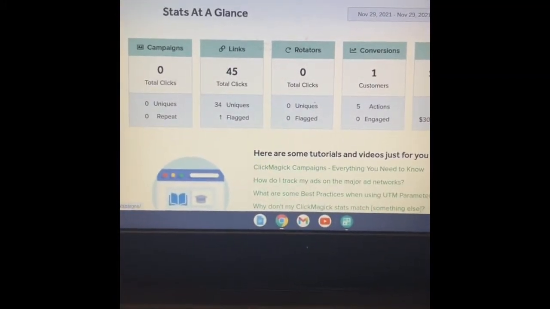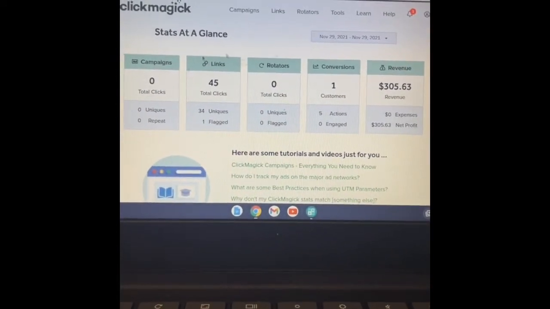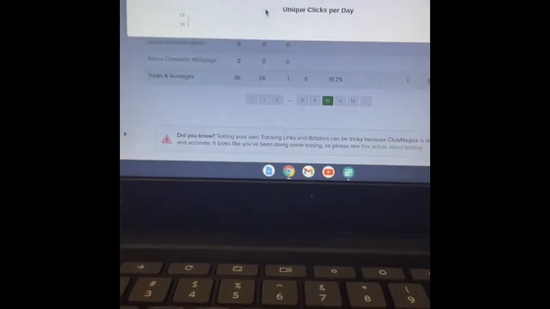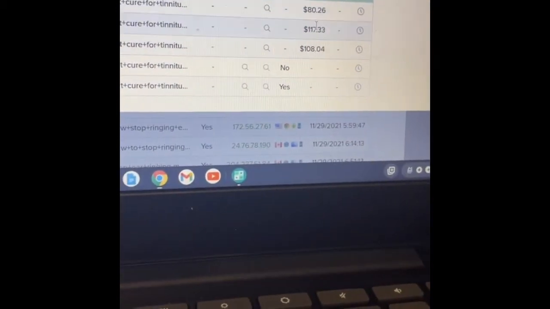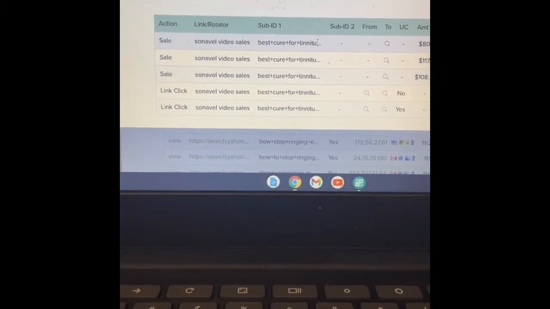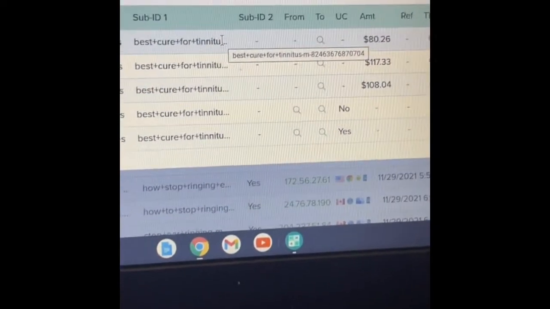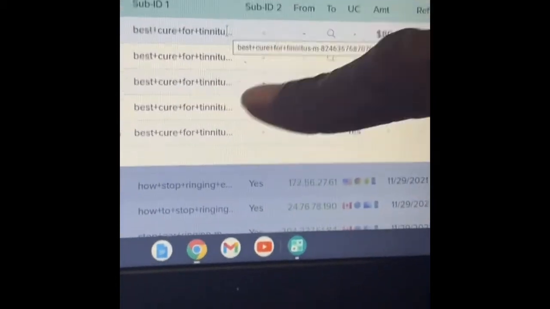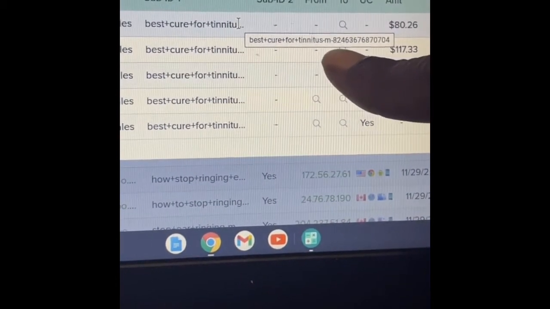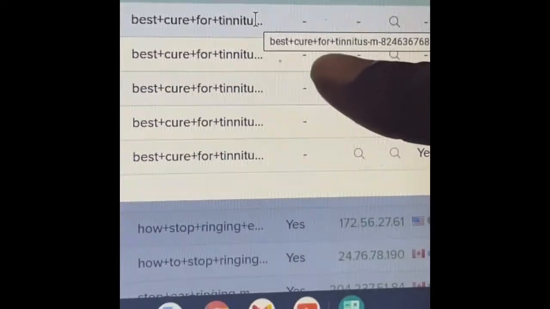Okay, let's go back to Click Magic. Look for the links. Let's see what keyword we received this sale on. Here comes the sale right here. IP address 174.250. So let's go look at the clicks for today. Click on the IP address. As you can see, the money's right here. This is the keyword that received the sale. Best cure for tinnitus. M stands for mobile phone. That long number is the ad ID. So we know it came from a mobile device. And this was the word that got us the sale right here.